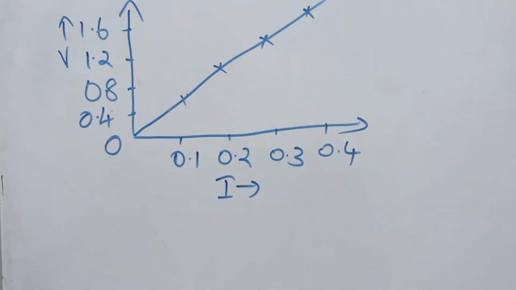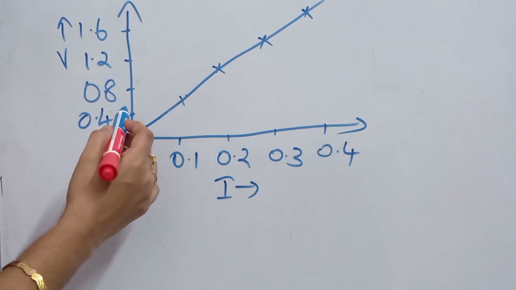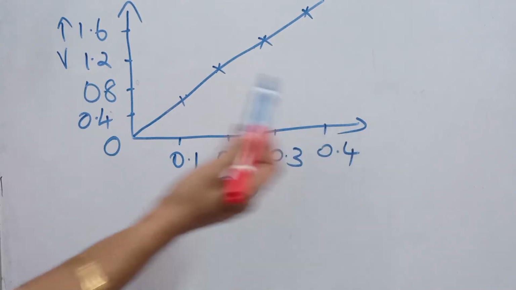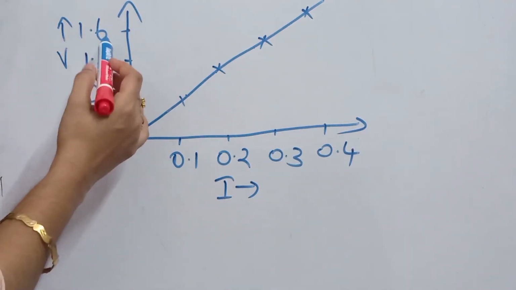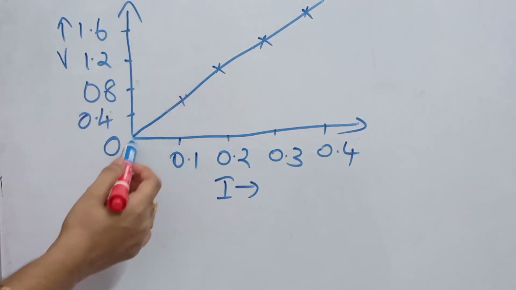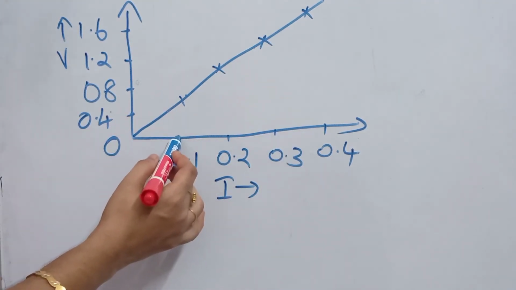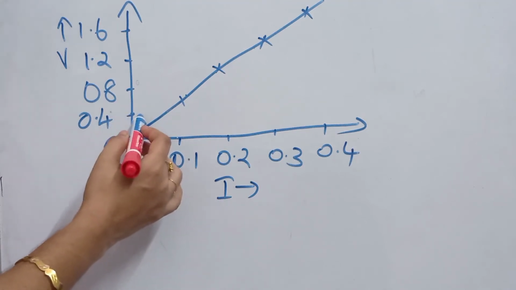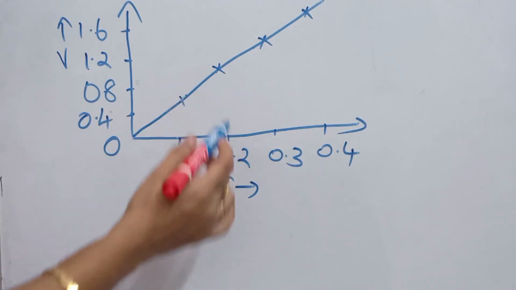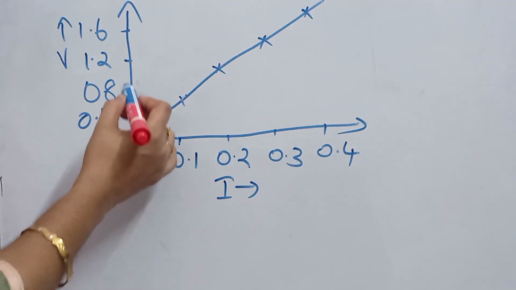Now we can answer the question. Here we can see the current is taken along the x-axis and voltage along the y-axis, and the values of current are 0.1, 0.2, 0.3, 0.4 etc. and the voltage is 0.4, 0.8, 1.2, 1.6 like that. Also the values of voltage for different values of current are marked here. So for 0.1 we can see 0.4, for 0.2 we have 0.8, and for 0.3 that is 1.2 like that.